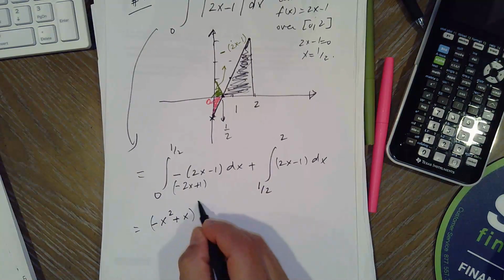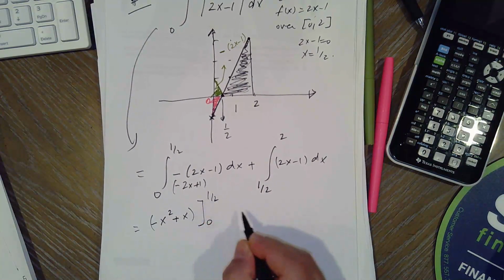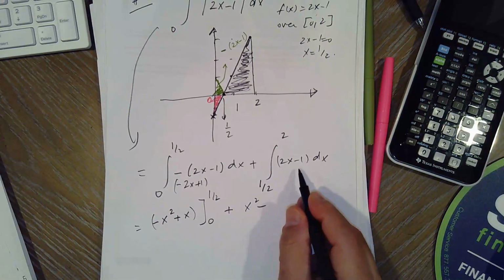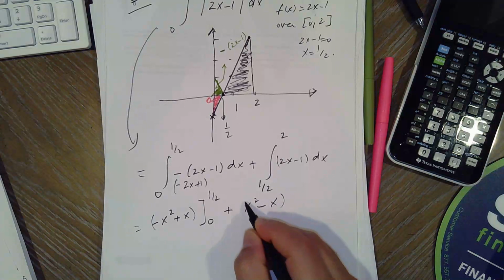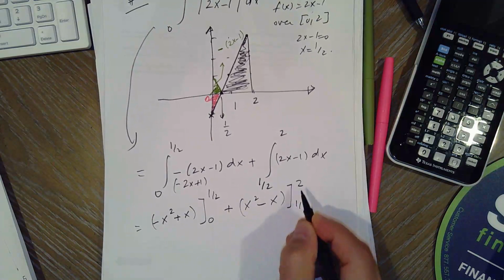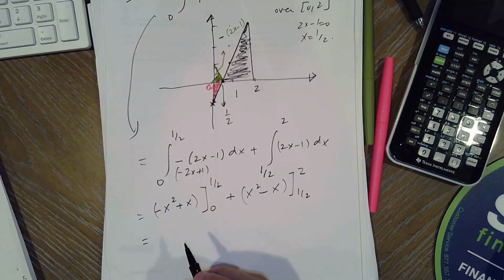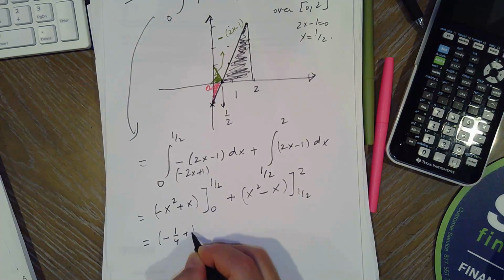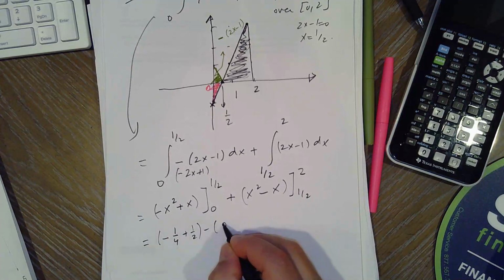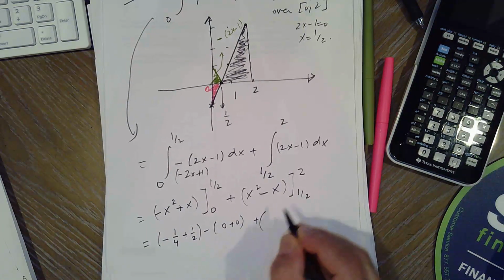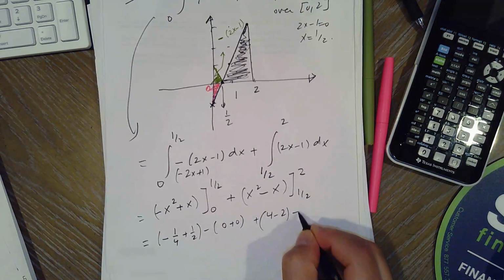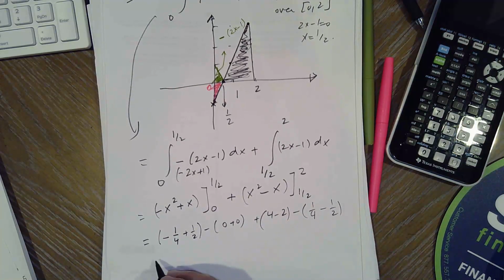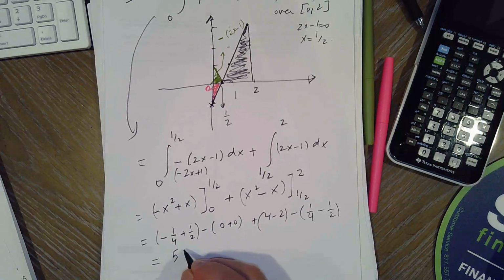This is going to be evaluated between 0 and 1/2. The integral of 2x dx is x squared, minus the integral of 1 dx, which is x, but this is between 1/2 and 2. So this would be, you plug the 1/2 in, negative 1/4 plus 1/2, minus you plug the 0 in. Then you plug the 2 in, that's 4 minus 2, minus you plug the 1/2 in. So this comes out to be 5/2.